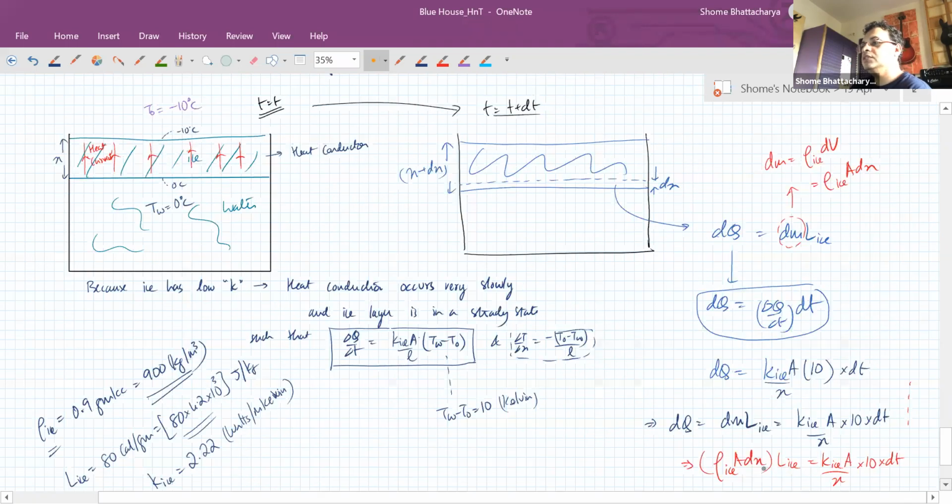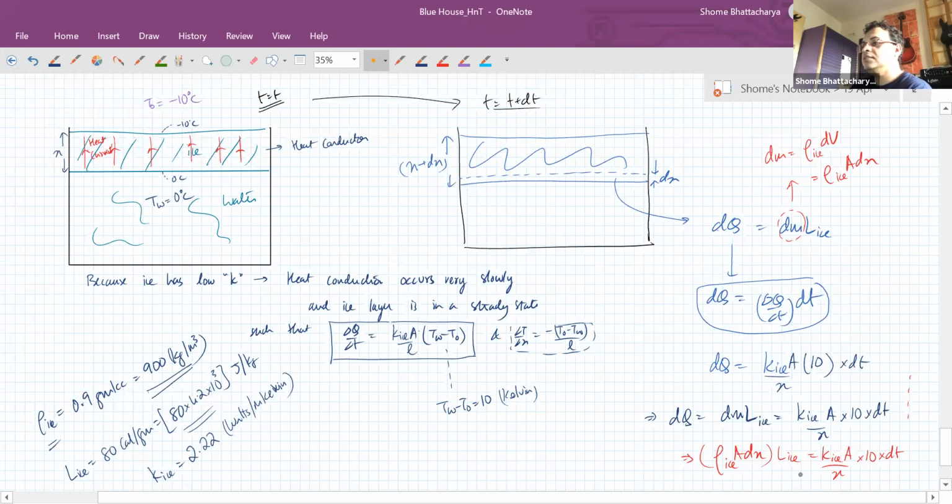Okay, so now you can see this equation, area will cancel out and everything else is a known constant. So it's a relationship between x and time. So we have to integrate that relationship to get x as a function of time. And when you substitute these values in SI units, you'll see that x grows very slowly with time. It takes a lot of time for the thickness of the ice layer to reach a few meters or something.